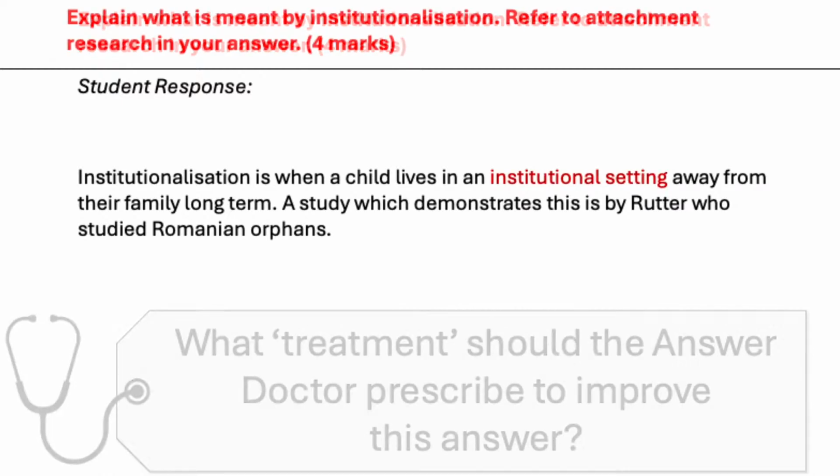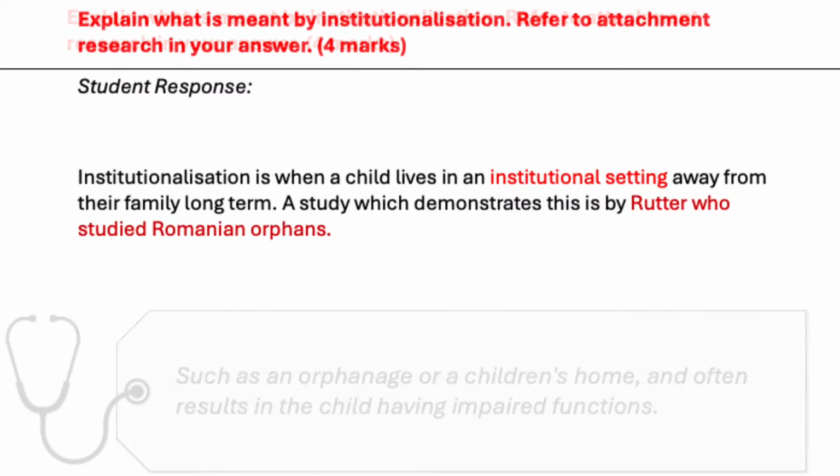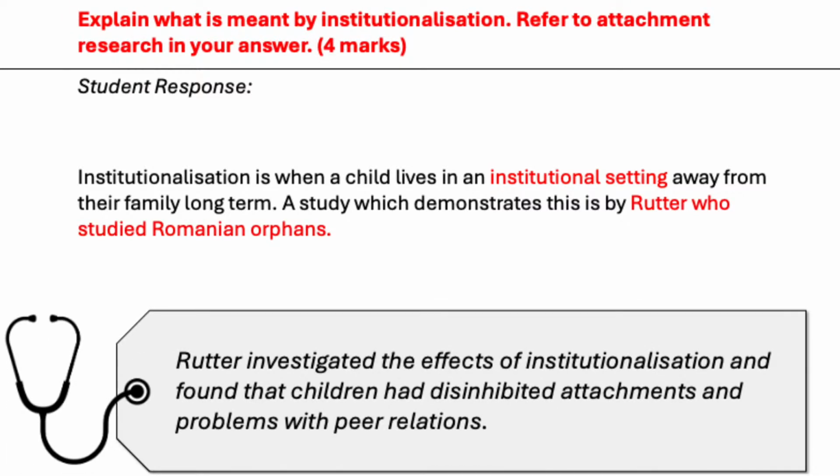On the next slide, our next prescription for the answer is, as you have rightly identified, Rutter's findings. Rutter investigated the effects of institutionalization and found children had disinhibited attachments, which a lot of you have already quoted, so well done on remembering that, but also problems with peer relations. There are multiple other effects from institutionalization. Some of you put in poor IQ, intellectual development, so that's perfect.